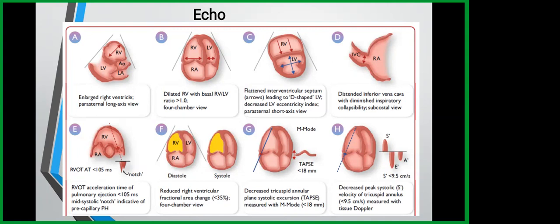If you assess RV systolic function, fractional area change will be low, less than 35. TAPSE will also be reduced, less than 18. If you put tissue Doppler on the tricuspid annulus, the peak systolic velocity will be less than 9.5 centimeters per second.